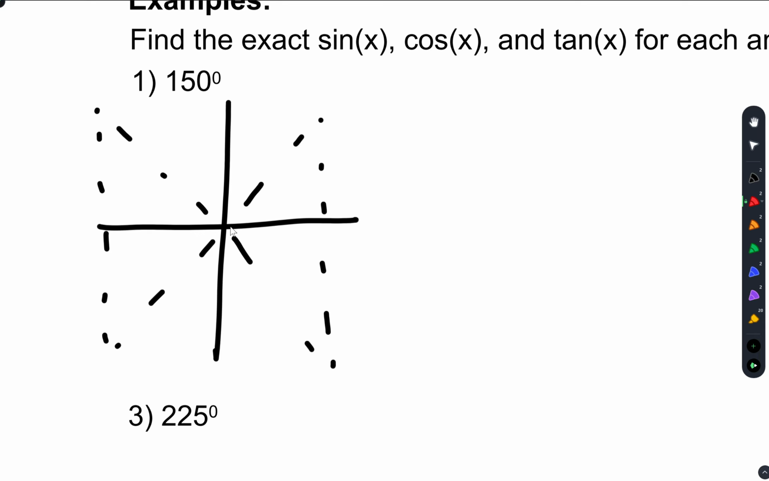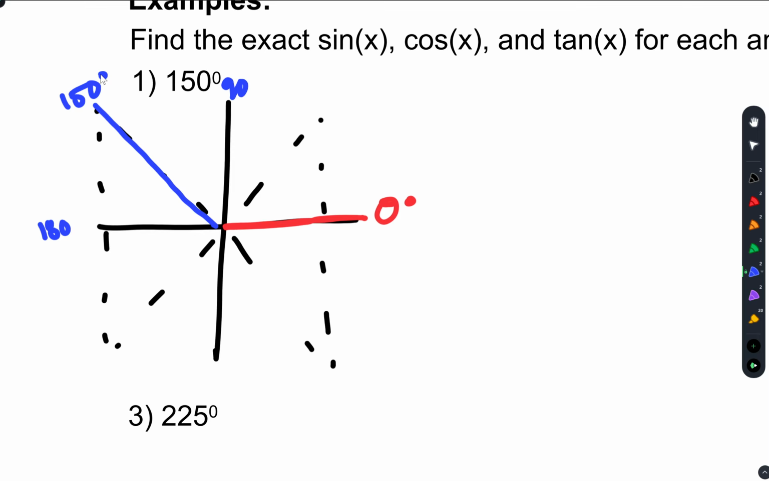I'm going to write my initial side on 0 degrees, where it always goes. And then what quadrant is 150 going to end up in? 1, 2, 3, or 4? It's going to end up in quadrant 2. Somewhere between 90 and 180 is where 150 goes.